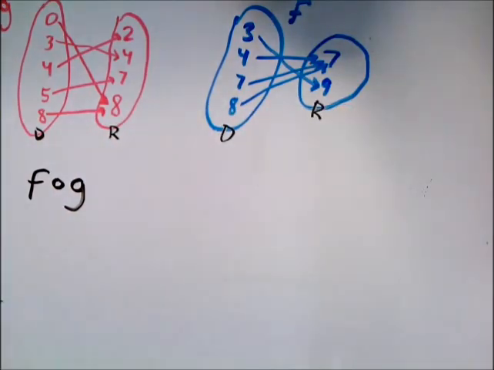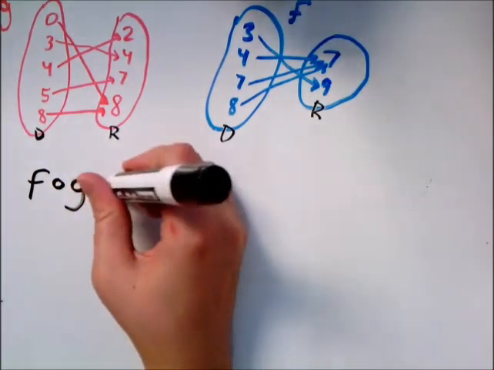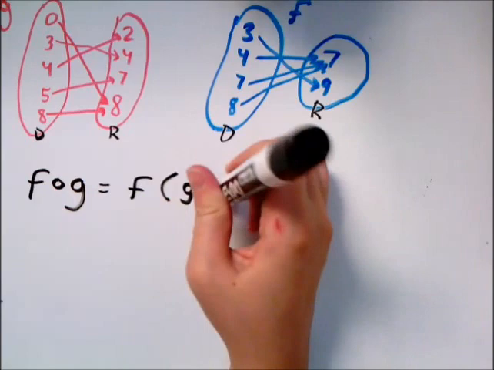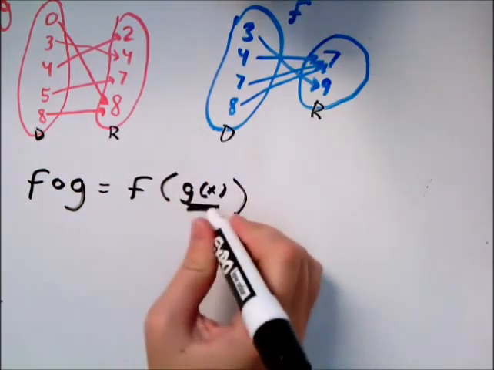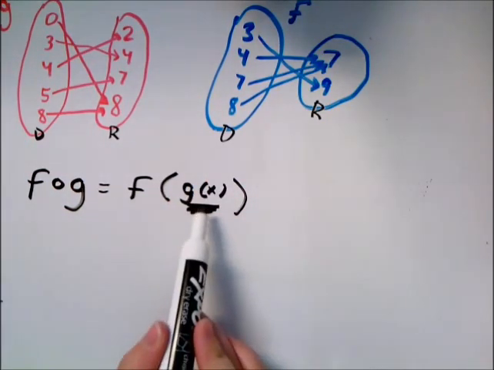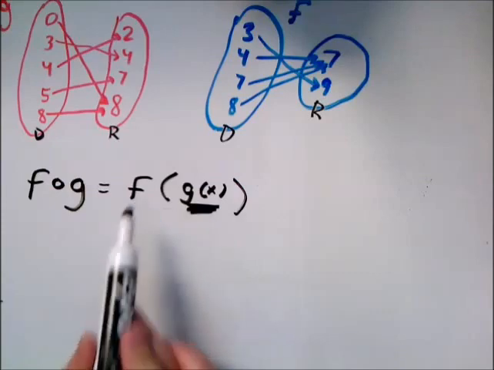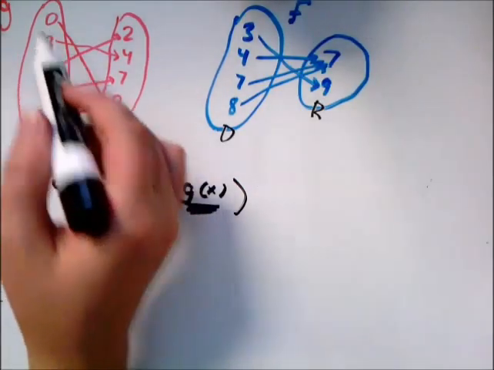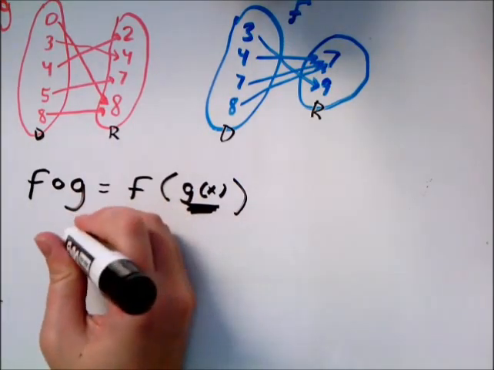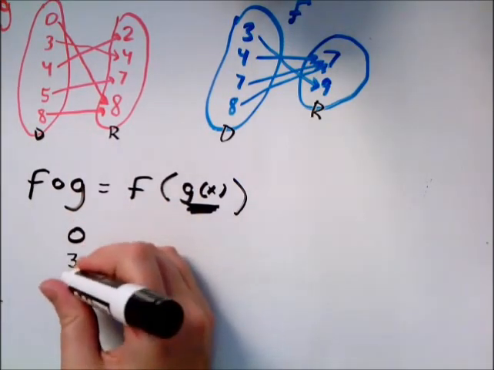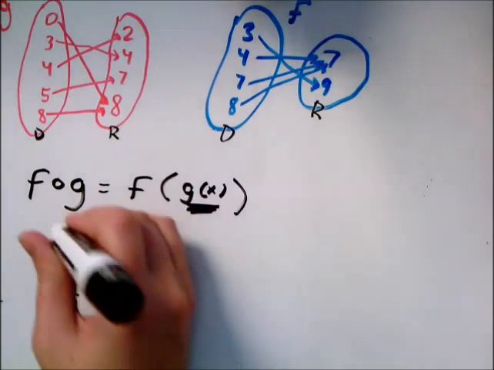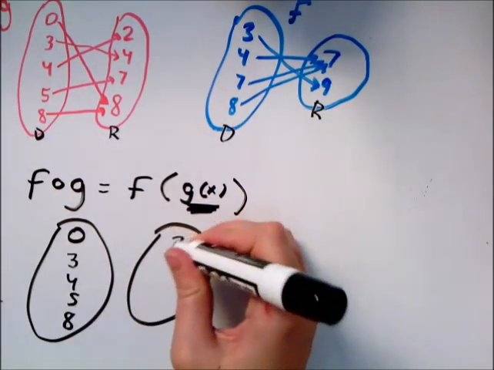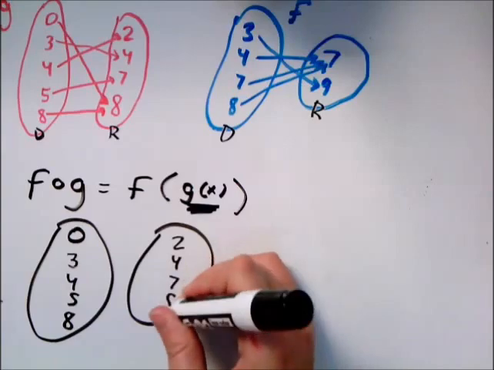So first for f of g, let's write it in our other notation so that we can see f of g of x means we're plugging numbers into g first, then we're going to plug those answers into f. So it's good to know where to start. So first, if we're plugging things into g, g looks like 0, 3, 4, 5, 8 are the things that you can plug into g. And those end up mapping to 2, 4, 7, 8.